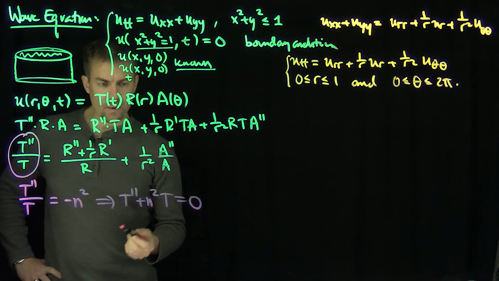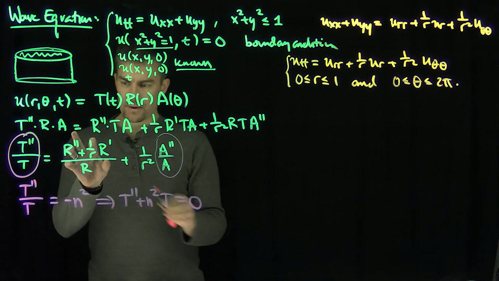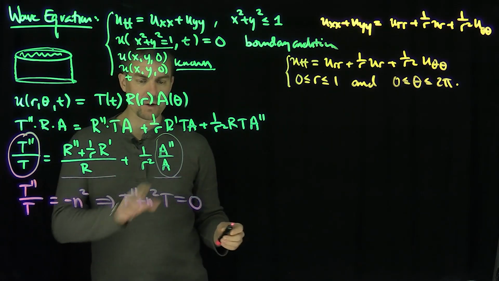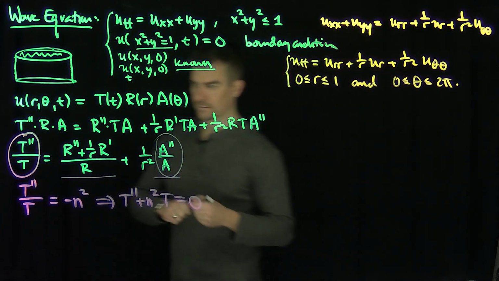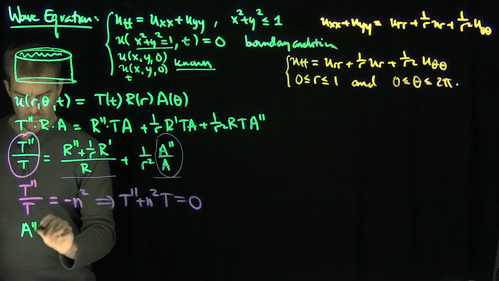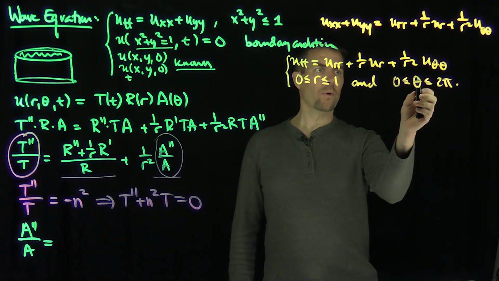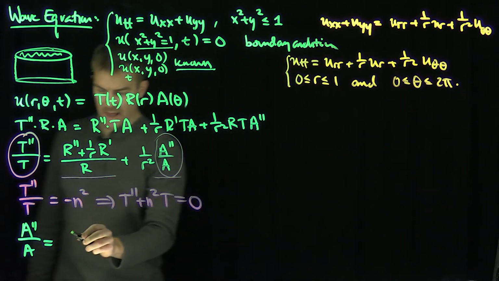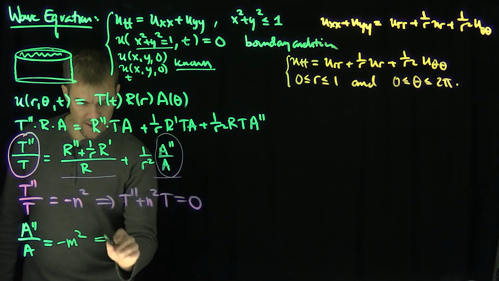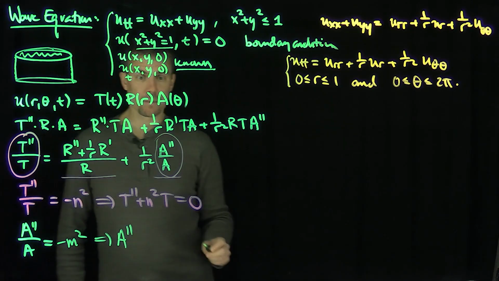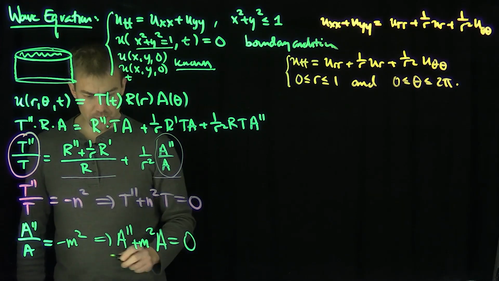And then if that's the case, then we have what? This expression over here depends on r, this depends on theta, so that also has to be a constant. So we can also conclude that A double prime over A also has to be a constant, and that constant has to have the following form. Now, of course, A has to be 2 pi periodic, so this has to be negative m squared, where m is an integer. And so this says that A double prime plus m squared A is equal to 0.